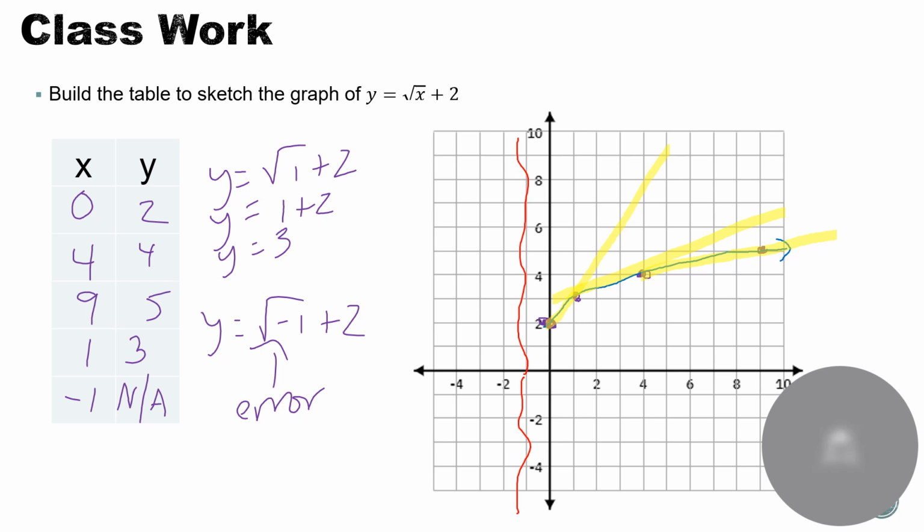Now, will we cover this type of graph? Yes. Will we cover it right now? No. This is an exercise in practicing the points, but I am hoping that it helps you see why this skill is useful.